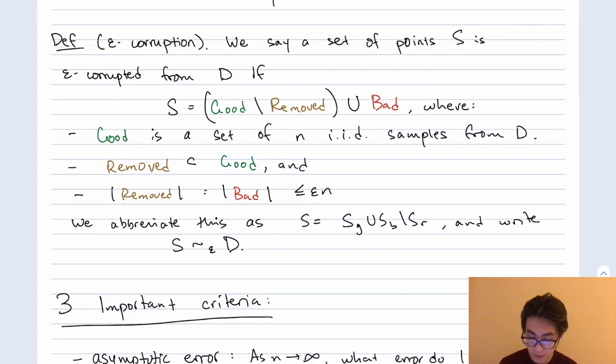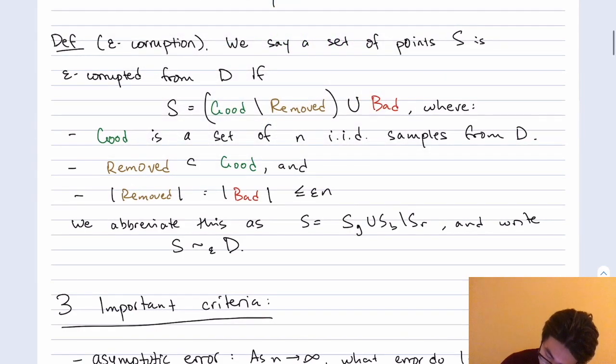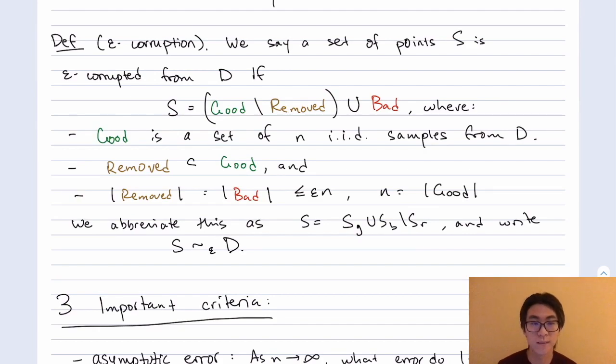S is equal to good minus removed union bad, where good is a set of n IID samples from my distribution D, so this was the original set of points before tampering. Removed is a subset of the good points, and the only other constraint on the removed and bad points is that the number of points that I removed is equal to the number of bad points I added, and is at most an epsilon fraction of the overall number of points. So n is the size of the original good set. Okay?